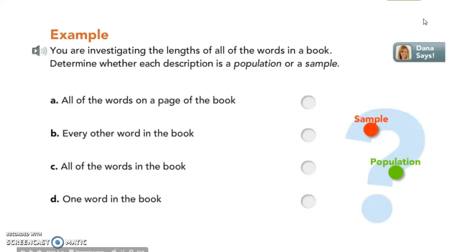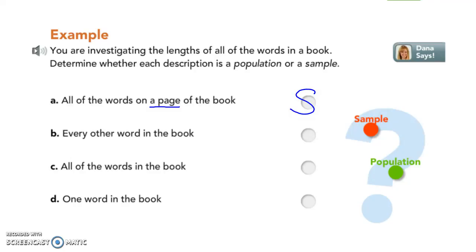All right, you don't have to copy this down. Just follow along with me and decide what each of these should be. We're trying to decide, is it the sample or is it the population? All right, A, all of the words on a page of the book, would that be sample or would that be population? That should just be a sample. It's just on one page of the book. So this is a sample. It's not the whole book, right?